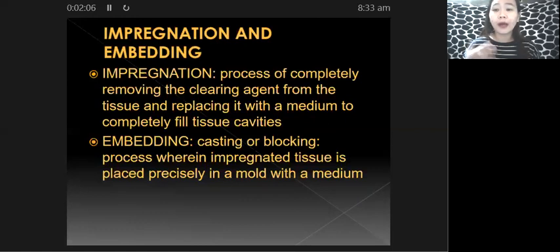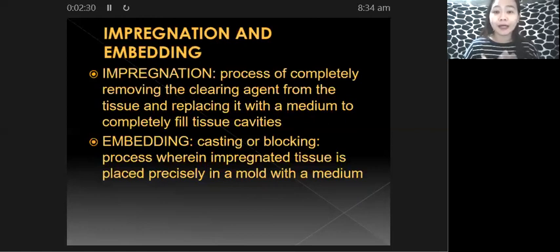Kunwari, when we say paraffin wax, it is both an impregnating medium and an embedding medium at the same time. So parehas lang dapat, in most cases, parehas lang po dapat ang ginagamit natin na medium. So we make use of the same medium for both your impregnation and embedding.